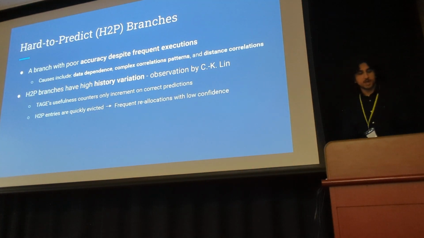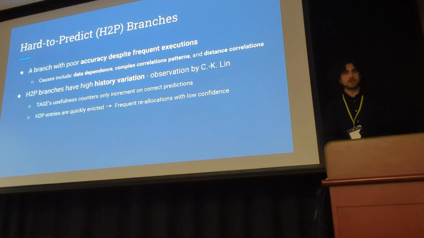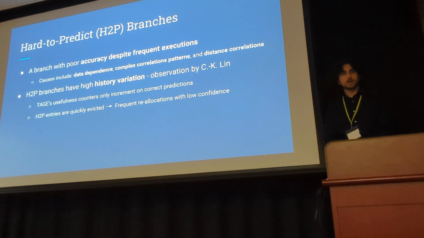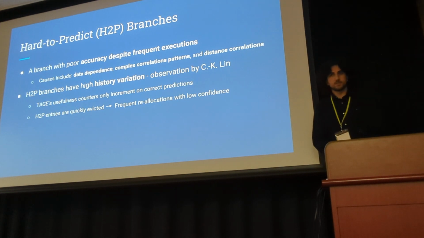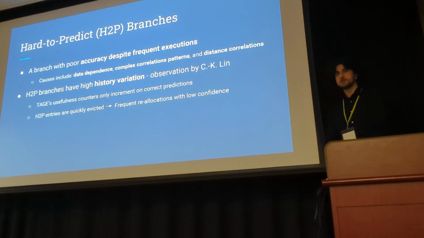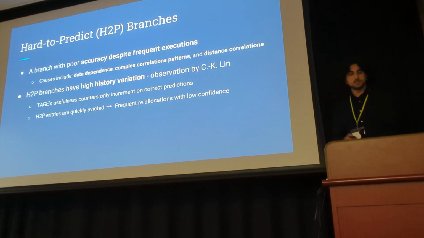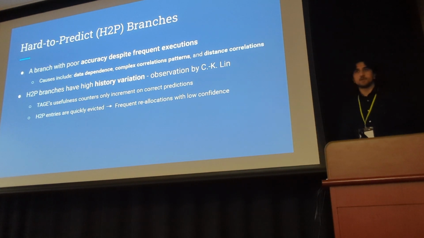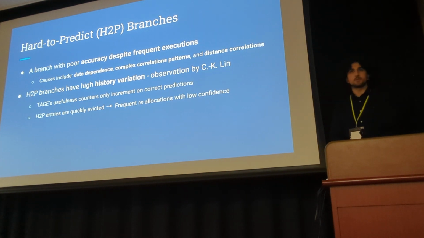Hard to predict branches can generally be defined as branches that have poor accuracy despite having frequent executions. There could be lots of reasons for this. Common ones might be data dependency, complex correlation patterns between branches, or correlations between distant branches. In general, for these hard to predict branches, we see high history variation, meaning it's quite difficult to correlate with a typical local or global history.